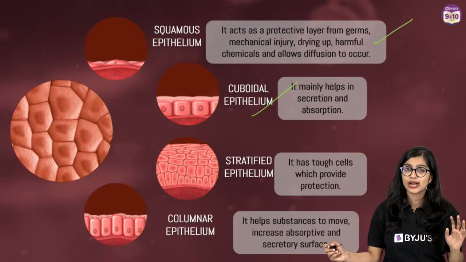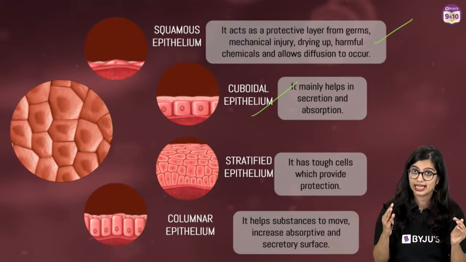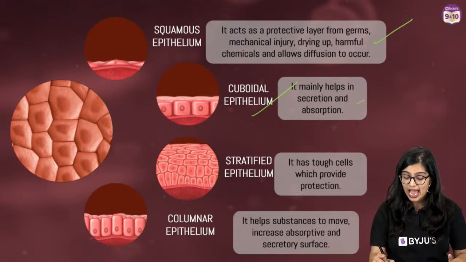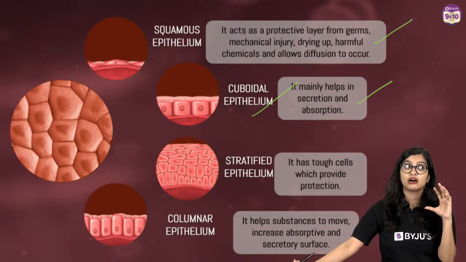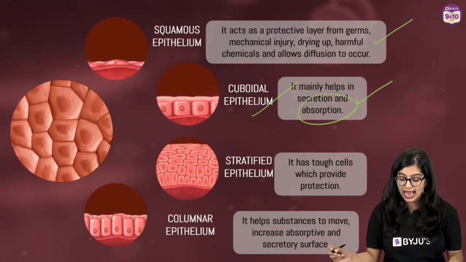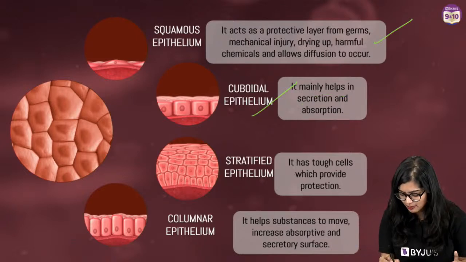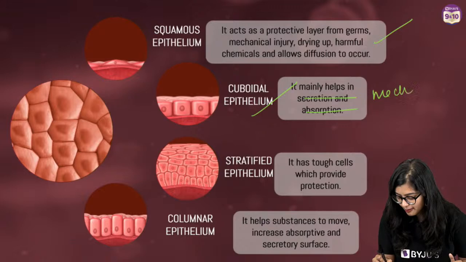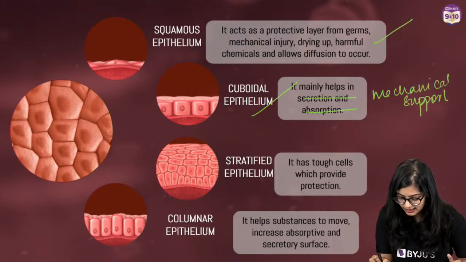Next we learned about cuboidal epithelium, which is cube-like in structure, found in the inner linings of the salivary duct and also in the inner linings of the tubule, mainly helping here not with secretion or absorption, but also with mechanical support. It also facilitates mechanical support.